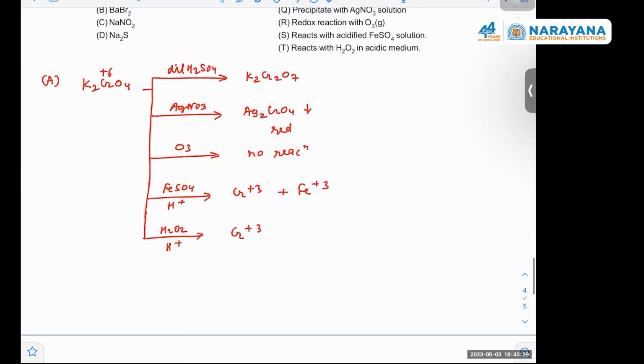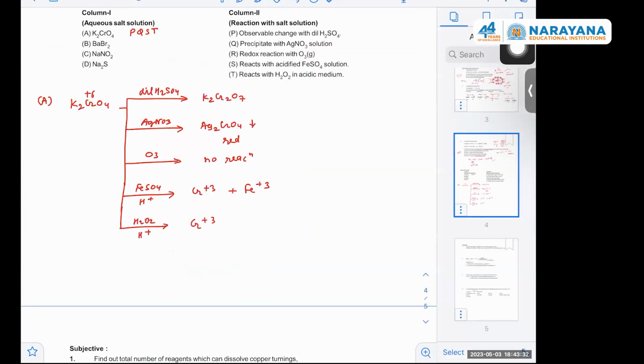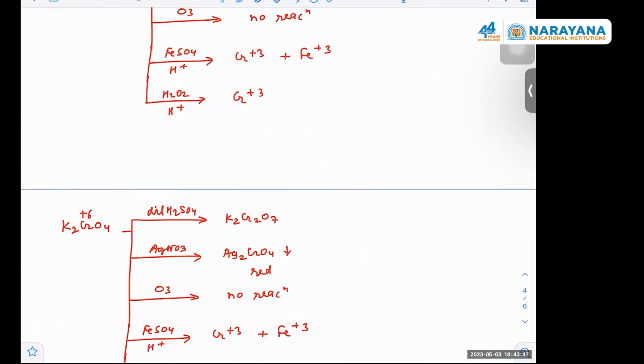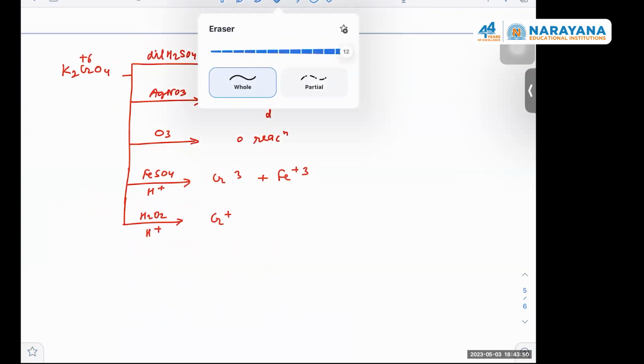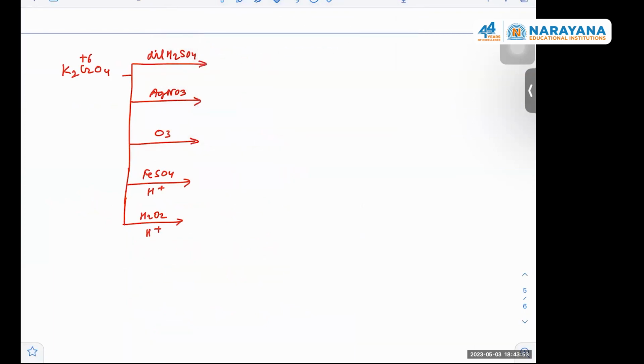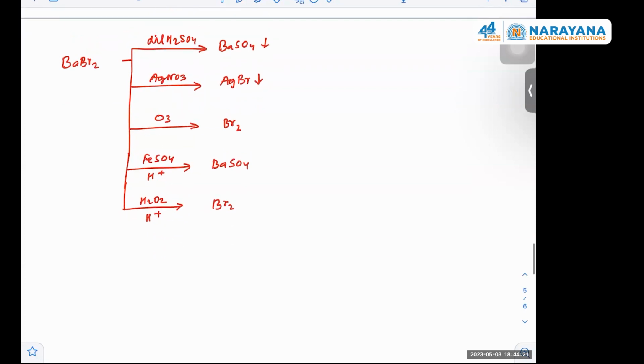If you want, you can write all the cases, what will be the formation of the products. So in the case of BaBr2, BaSO4 will be formed as a white precipitate, and AgBr as a yellow precipitate. In the case of O3, it will convert into Br2, barium sulfate again, and in this situation also Br2. So all answers will be there in this case, PQRST.